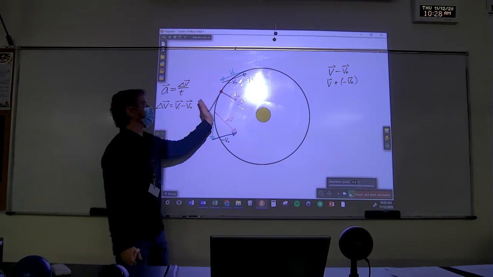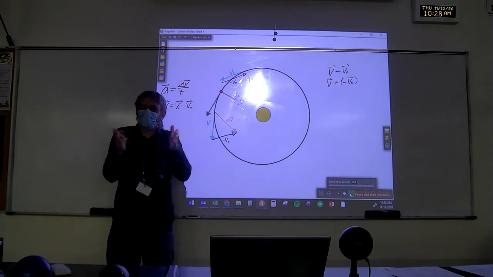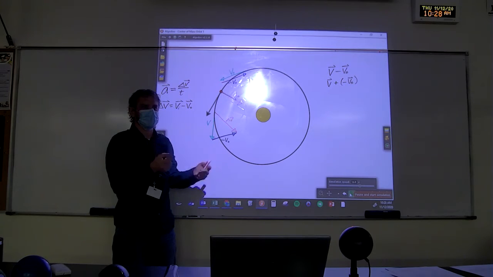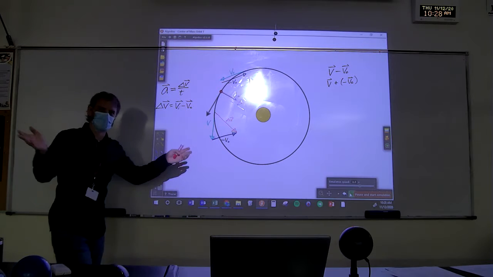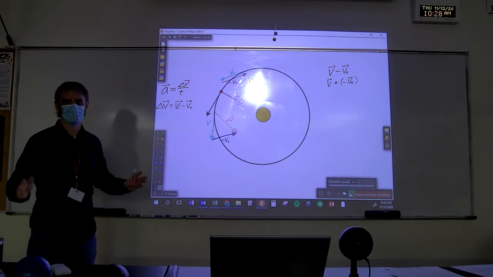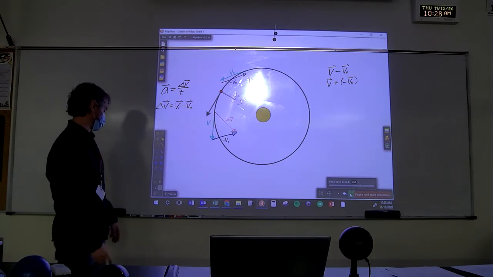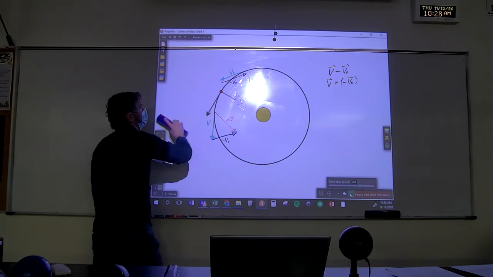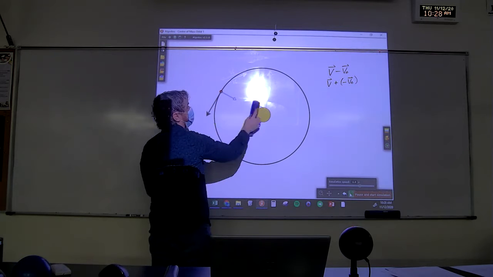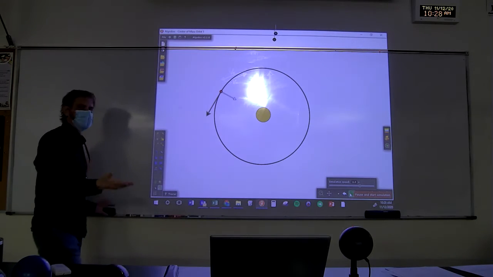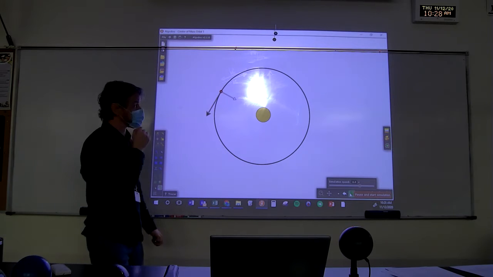The closer you get V and V naught, the easier it is to draw it by hand because it would be a very small change, but that's when you start using calculus, and we don't know calculus. So that's why it points towards the center. Okay. So there's a geometric demonstration of why it points towards the center, but the rigorous one we did the other day.